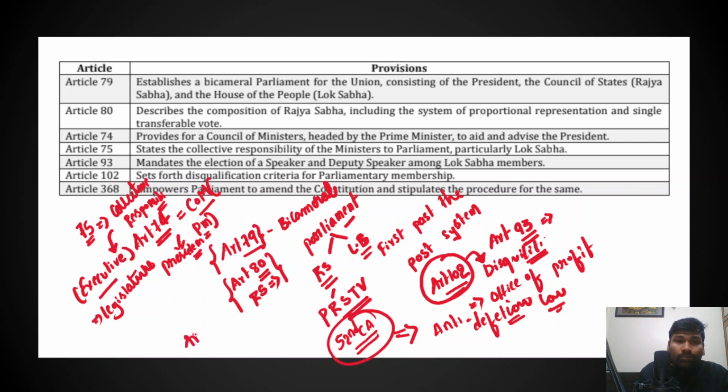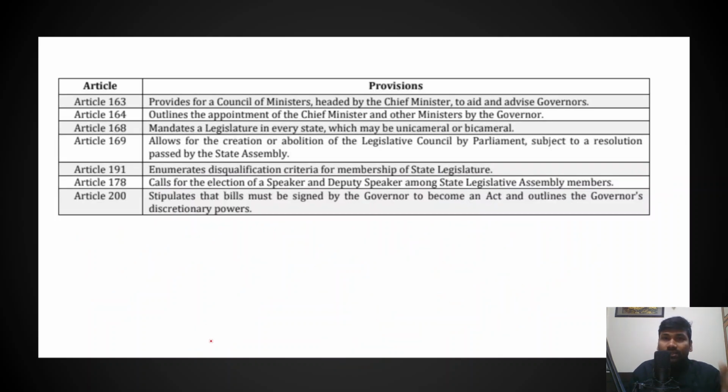And another very important article, Article 368 of the Indian Constitution, we already discussed this. It talks about the amendment of the Indian Constitution. So the Constitution can be amended under Article 368. It can be amended with a simple majority and a special majority, and special majority with the consent of half of the state legislatures.